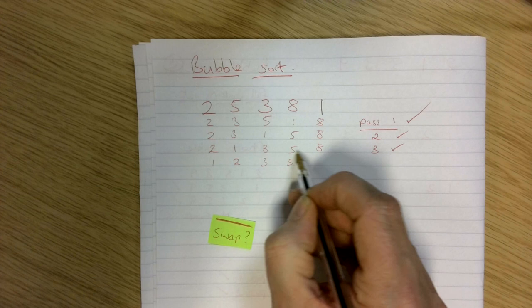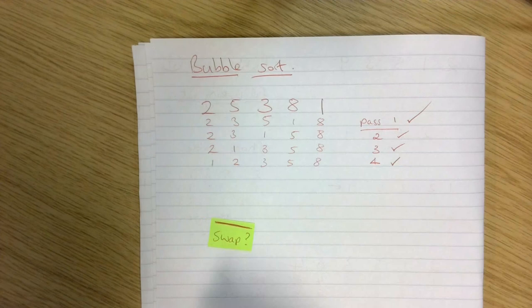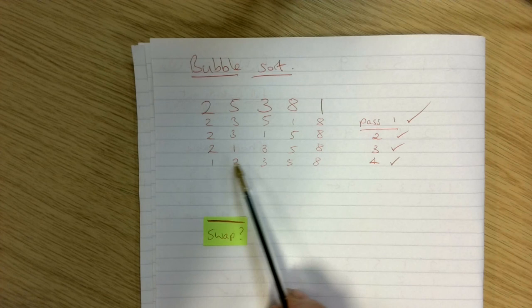Now at this point, that is the end of pass 4. A computer does not know it's finished. A human does, because they do another secret pass in their mind. They'll just go 1, 2, 3, 5, 8, done. That is technically a pass. So the computer goes like this.